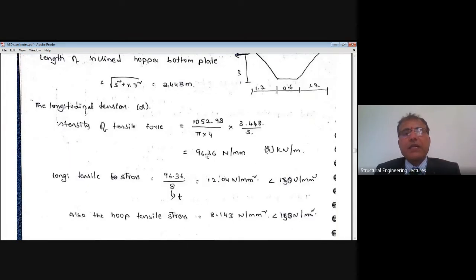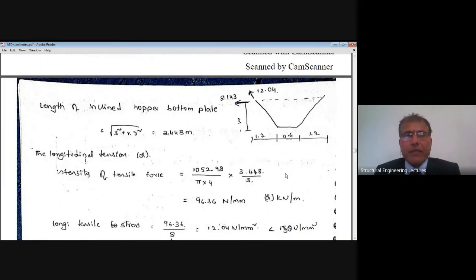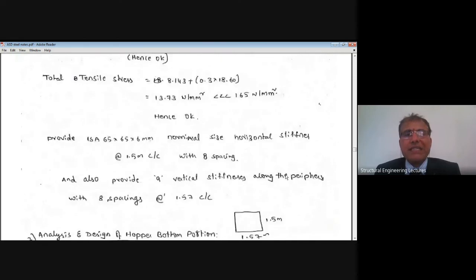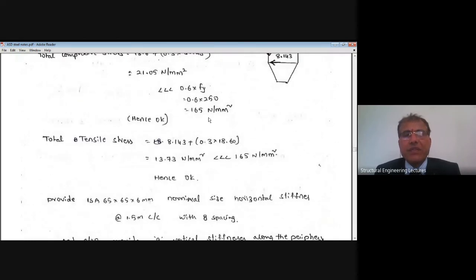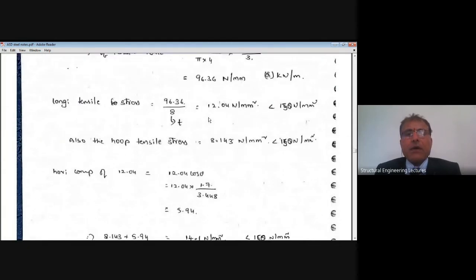Hence, now I'll get this result as 96.36 Newton per mm, or kilonewton per meter. This is the intensity of the tensile force, right? Hence, the longitudinal tensile stress is equal to that intensity of tensile force, 96.36 divided by thickness 8 mm. It gives 12.04, which is much less than the permissible value of 0.6 Fy, which is 165. Hence, okay.